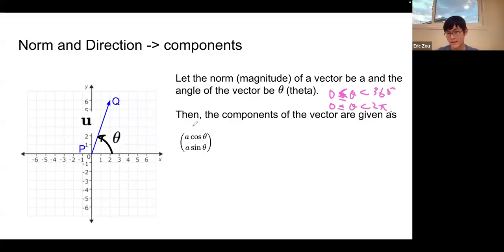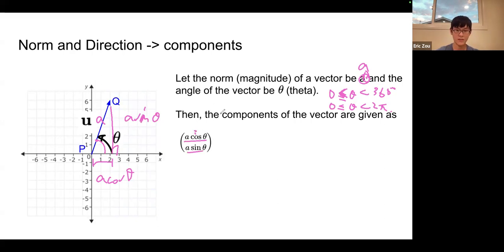Then let's say the norm of the vector is a, so the length of this thing is a. If we have this as theta over here, we can draw this right triangle. Then this horizontal distance will be a cosine theta, and this is a sine theta. So this vector, very similar to your complex numbers, is a cosine theta and then a sine theta.